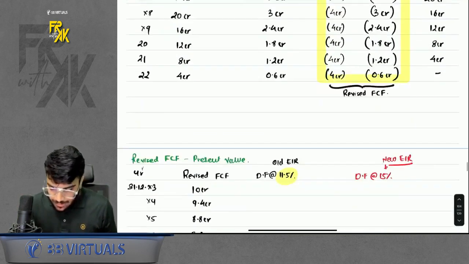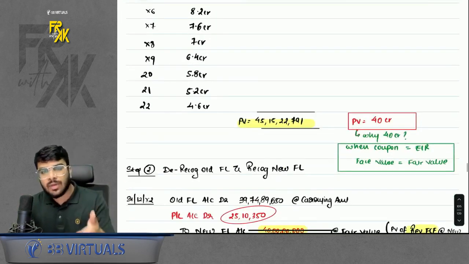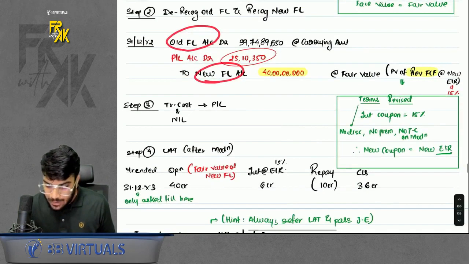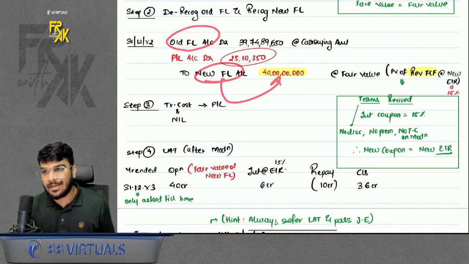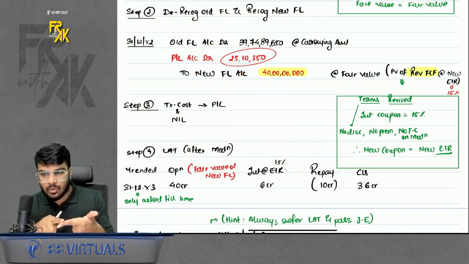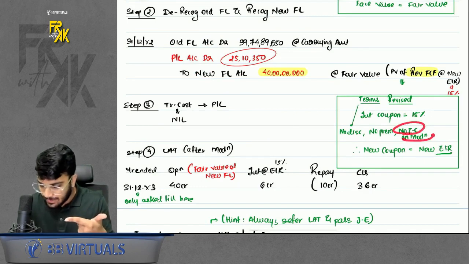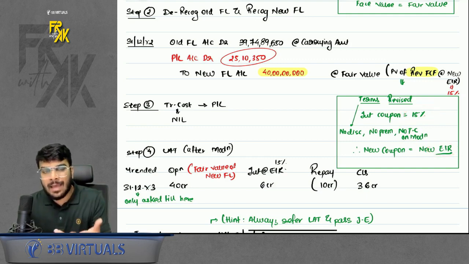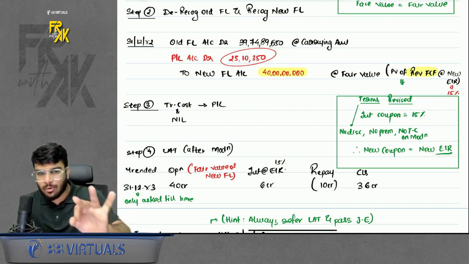No worries, sir. Now, if it is substantial, what to do? Remove the old, record the new. So we will remove the old financial liability and record a new financial liability. Now, how to record the new financial liability? Under the modified terms, there was no premium, no discount, no transaction cost. So there is a hint that your coupon and EIR are the same. Your revised coupon and the EIR are going to be the same, because no premium, no discount, no TC.